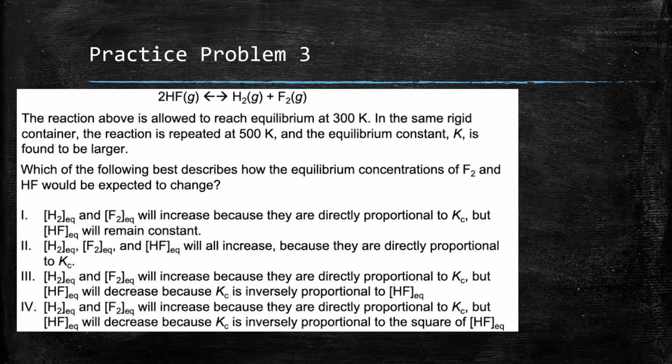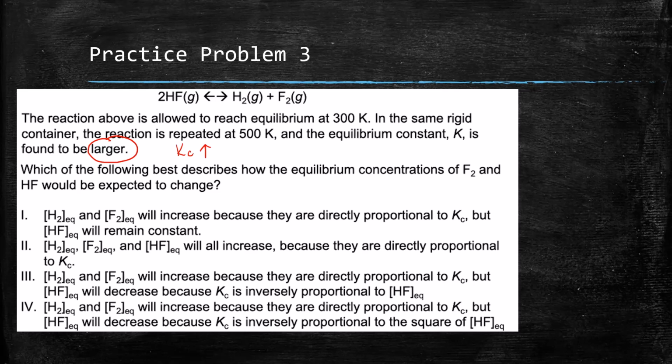So the reaction above is allowed to reach equilibrium at 300 Kelvin. In the same rigid container, the reaction is repeated at 500 Kelvin and the equilibrium constant K is found to be larger. All right, so we have a larger equilibrium constant. So our Kc is increasing.